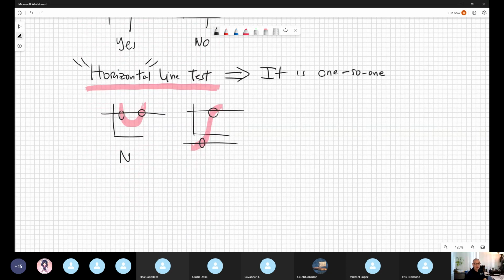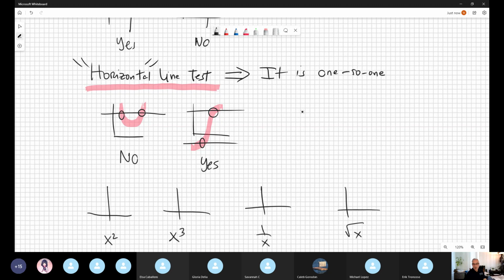No, it's not one-to-one, and this yes. Let's apply this idea in the very popular functions that you know from college algebra: the function x squared, the cube, the reciprocal 1 over x, and the square root. In this case, you can apply the horizontal line test and verify if it is one-to-one or not.